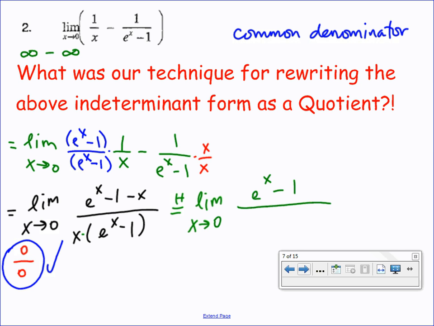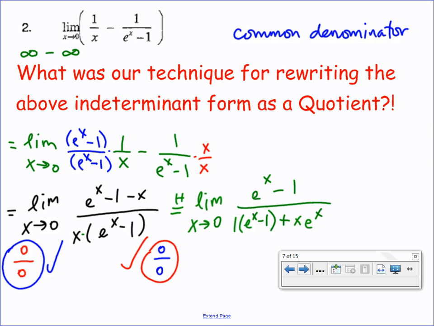The derivative of a product of two functions is the derivative of the first times the second plus the first times the derivative of the second. The derivative of e to the x minus 1 is just e to the x. So we differentiate the top, we differentiate the bottom separately, and now we'll try again. As x goes to 0, my top e to the x goes towards 1 minus 1, which is 0. Over my bottom, e to the 0 is 1 minus 1 is 0, plus 0 times 1 is 0. 0 plus 0 is 0. Oh no! Do we quit? No, we're just authorized to use L'Hopital's rule again.